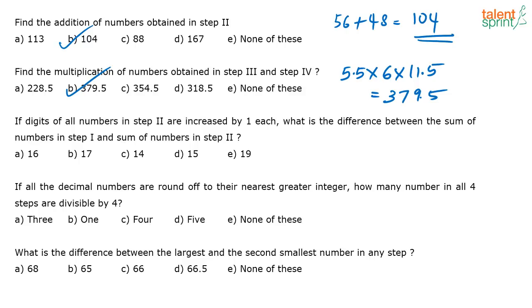Next one. What is the answer for the next one? If digits of all numbers in step 2 are increased by 1 each, what is the difference between the sum of the numbers in step 1 and the sum of the numbers in step 2? For this question also a lot of you are giving me the answer as 3. Okay, Girish says answer for question number 3 is 16. What about others? Everybody is still giving me the answer for the previous question. So what is the answer that you get for the third question? Yes, Deepank, previous question answer is correct. Option B.